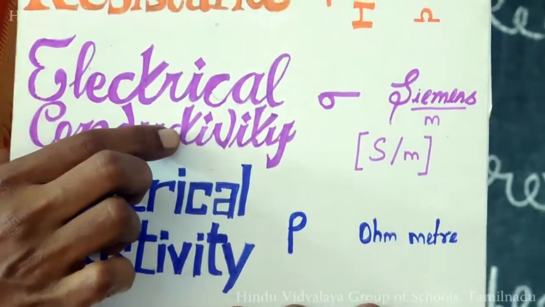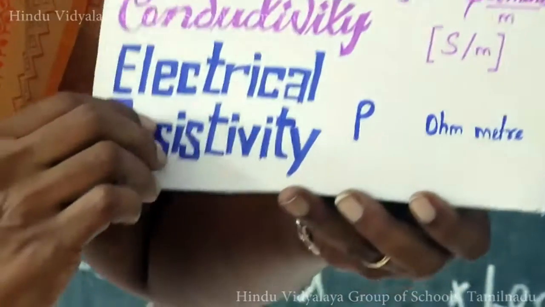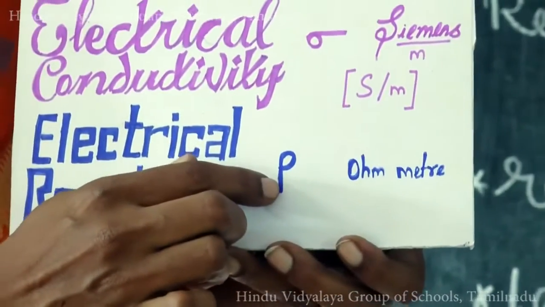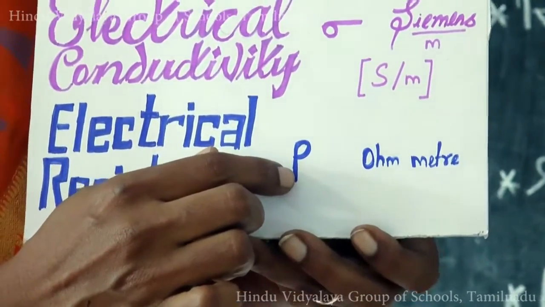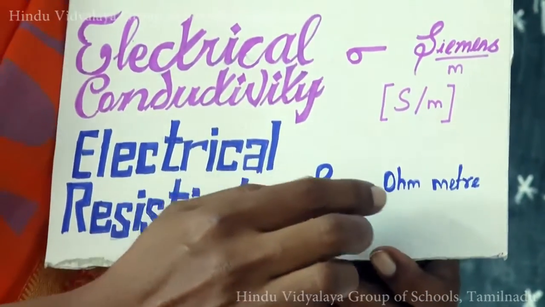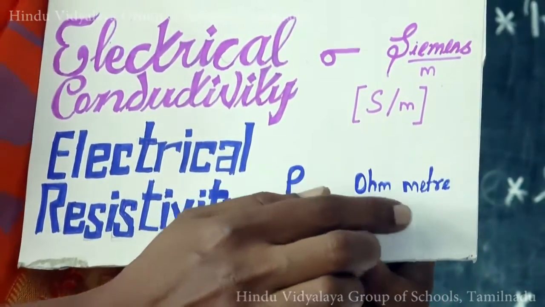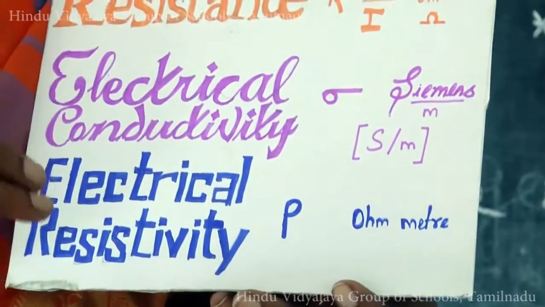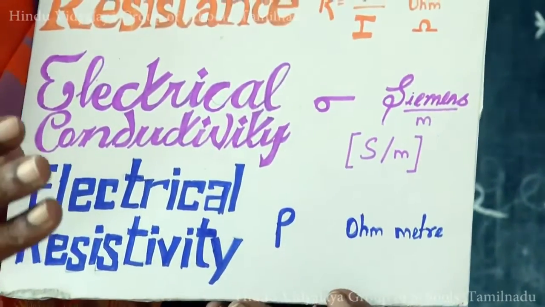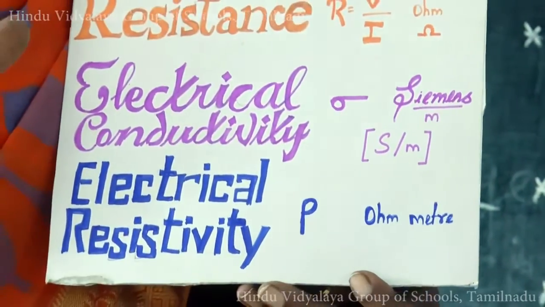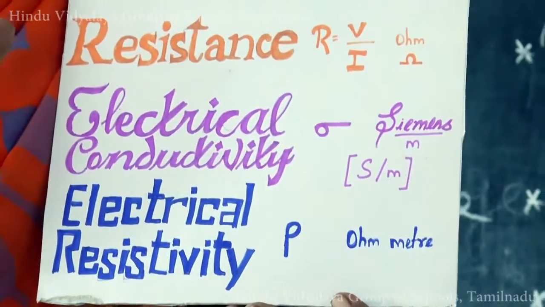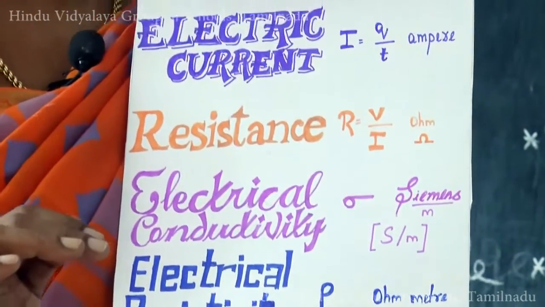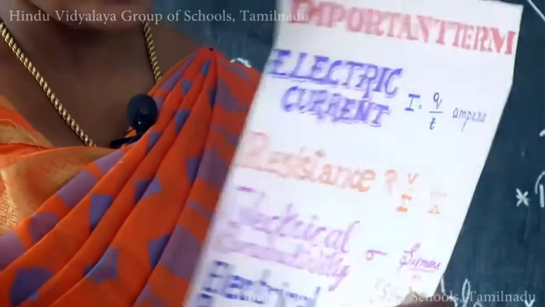Next, electrical resistivity or specific resistance. Its symbol is rho. It is a Greek letter and its unit is ohm meter. So, what is electrical resistivity? It explains how strongly a material opposes the flow of electric current in a circuit. Okay.